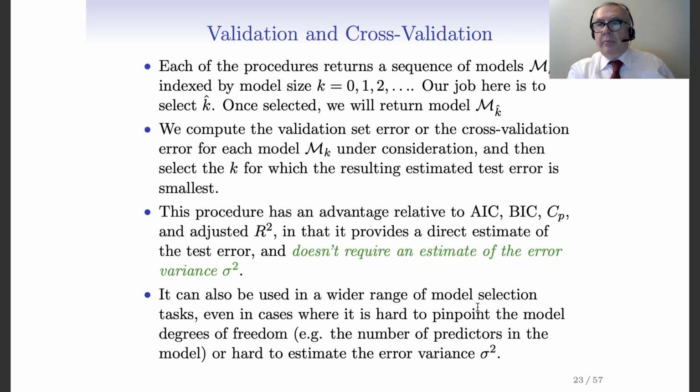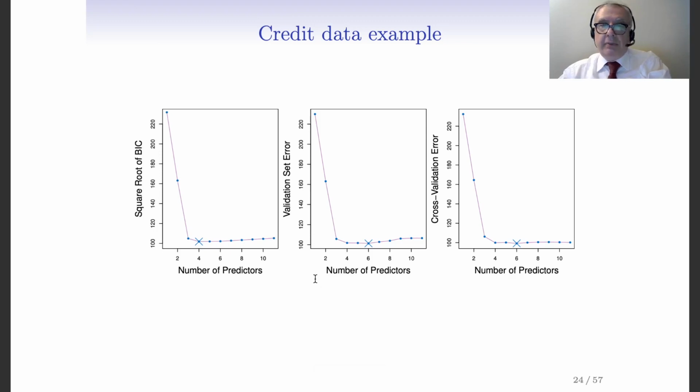in other more complex models it could be not so clear what the degrees of freedom are, and so in this case application of AIC, BIC, Cp could be troublesome. On the contrary, you can use validation and cross-validation without any problem. Okay, let's see how it works on credit data examples.